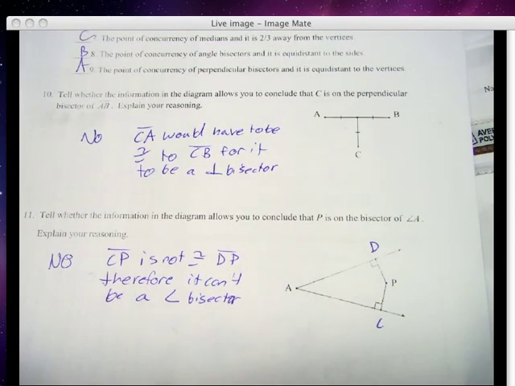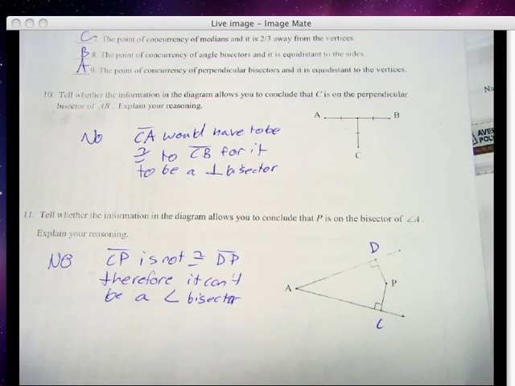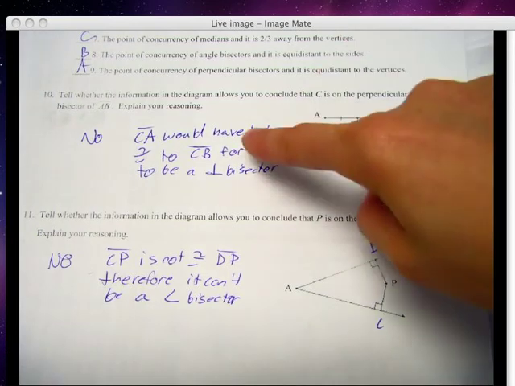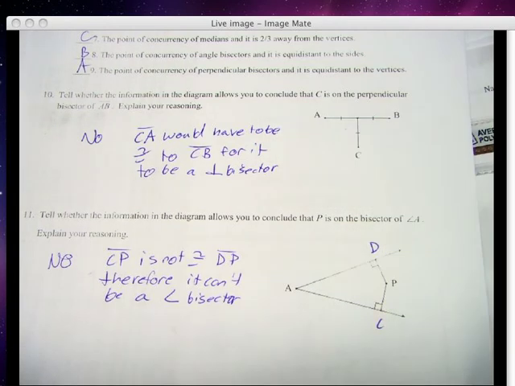Okay. 11 is no. CP, so I just put letters for C and D right there, just so we know what we're talking about. C to P is not congruent to P to D, therefore it can't be an angle bisector because they would have to be congruent. This is the perpendicular bisector theorem, number 10. This is the angle bisector theorem, number 11.